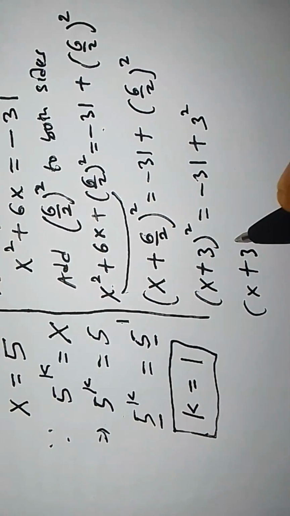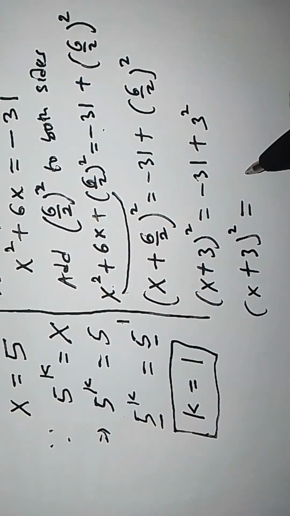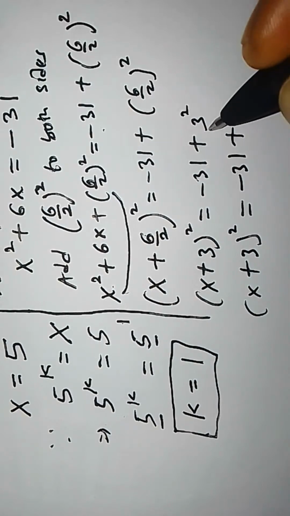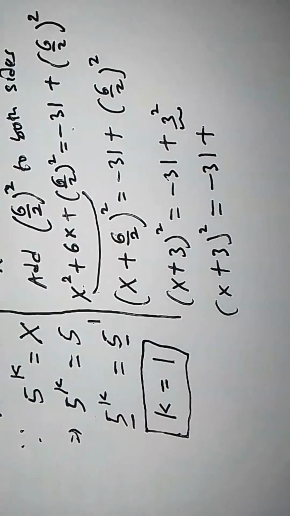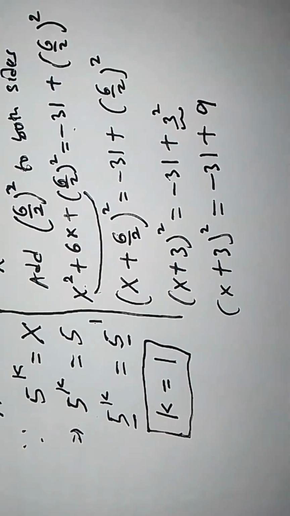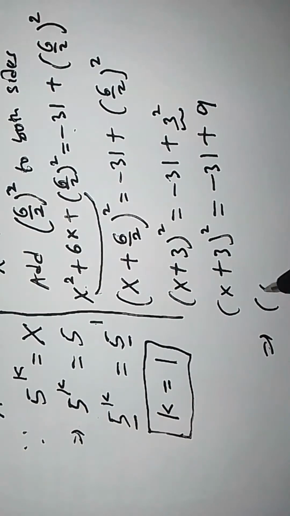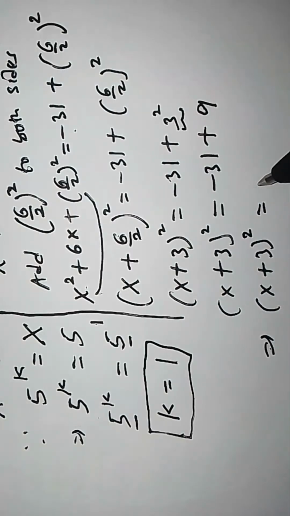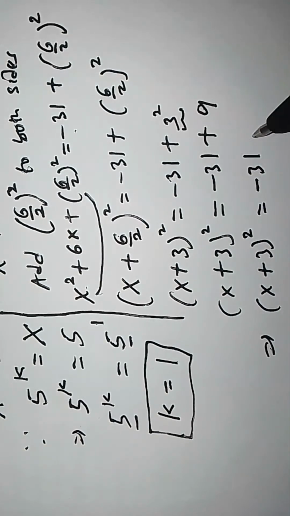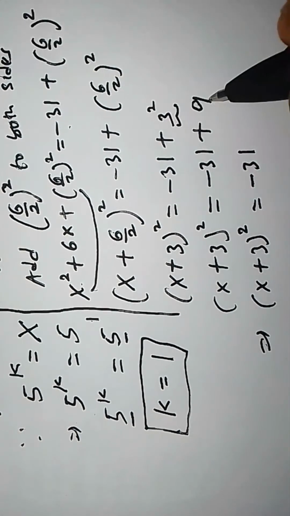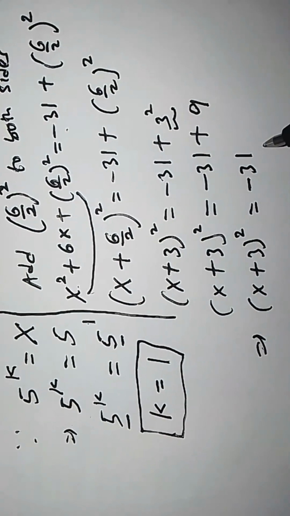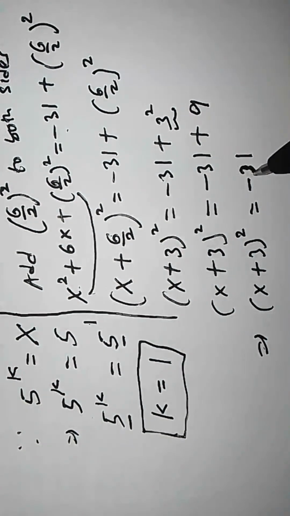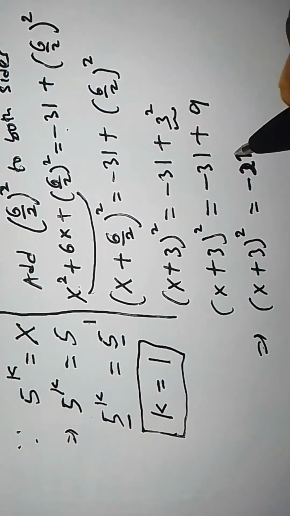(x + 3)² = -31 + what is 3 squared? 3 times 3, 9. So we have (x + 3)² = -31 + 9, that is -22.